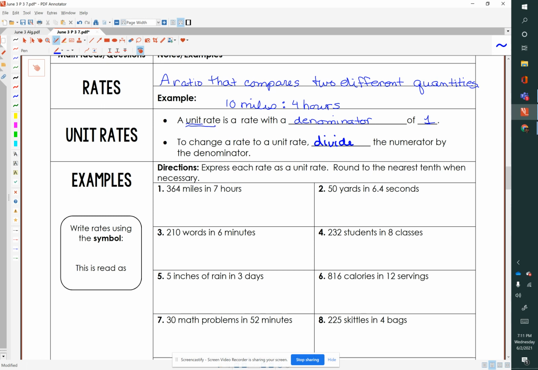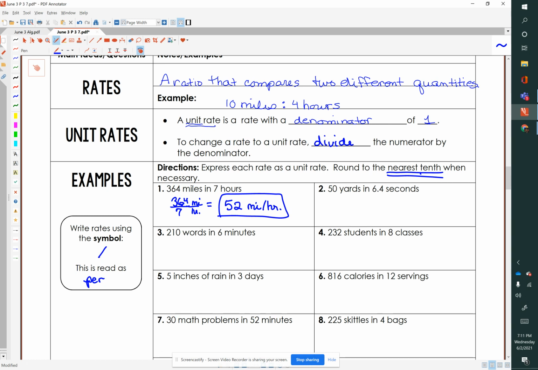So we're asked to express each rate as a unit rate, and we're going to round to the nearest tenth when necessary. We're going to write our unit rates using the slash symbol, and we read the slash symbol as per, P-E-R. So 364 miles in 7 hours. We'll do some division here. The numerator is miles, and the denominator is hours. If we divide that, that will be 52 miles per hour. And that's how that's written with the slash. You can use a calculator for this, or you can use long division.